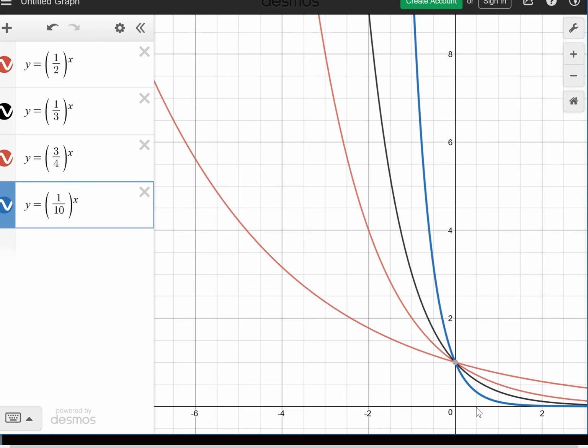Because if you put in 1, here's 1. 1/10 to the 1 is already 1/10. 1/10 to the 2 is 1/100th, so it's going to go pretty fast. So I hope that makes sense. Some interesting things about this: these functions are always increasing or decreasing depending on which one you're looking at.